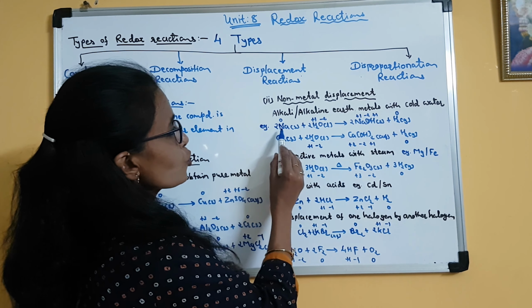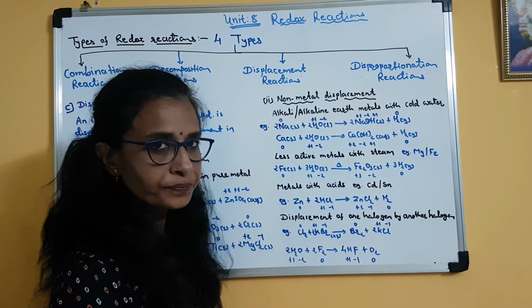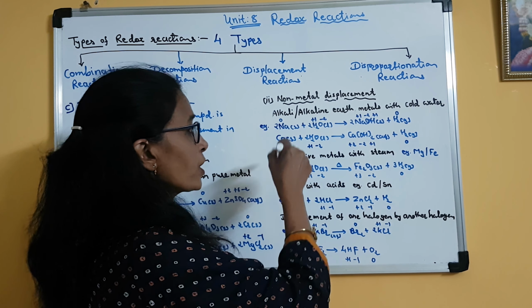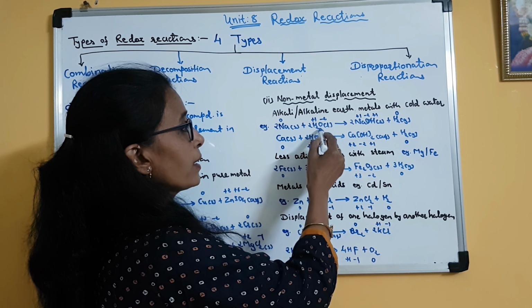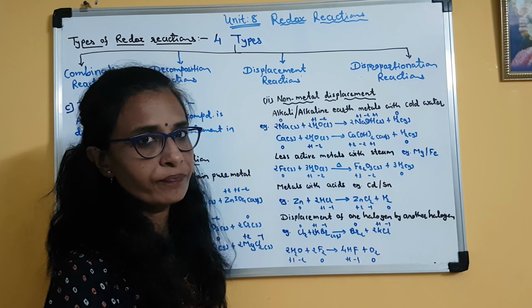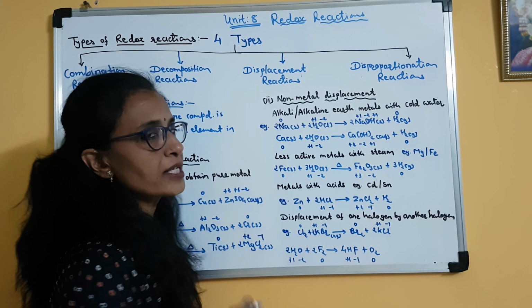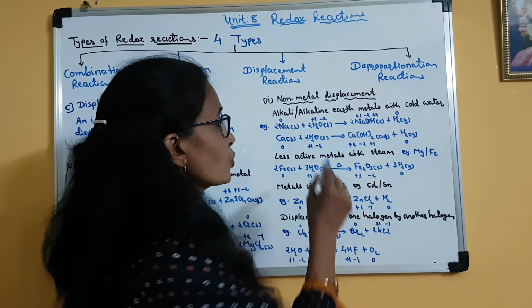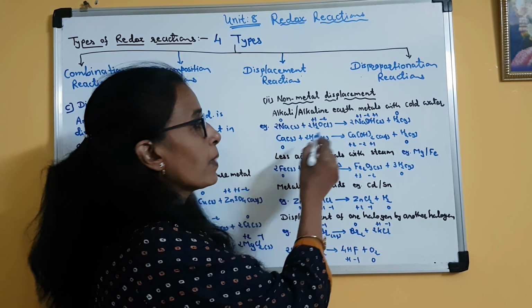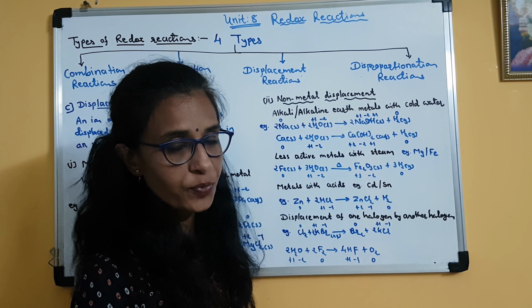So here sodium is undergoing oxidation from 0 to +1. Here this sodium is undergoing oxidation, and here from water hydrogen is undergoing reduction. So sodium reduces hydrogen and hydrogen oxidizes sodium. Clear? So this is non-metal displacement. Metal is involved, but from the compound non-metal is displaced, that is hydrogen is displaced.